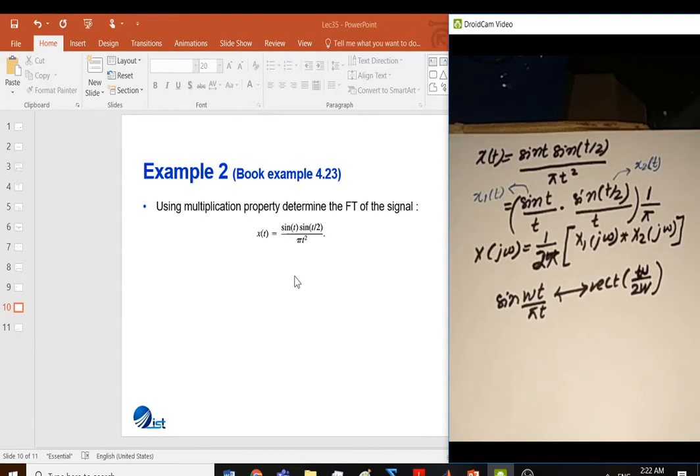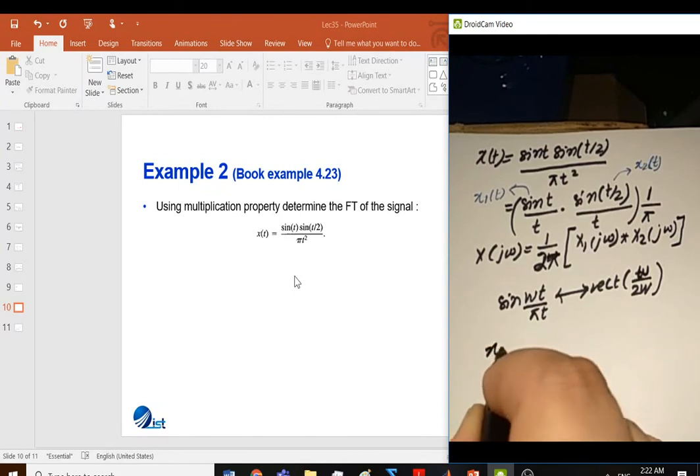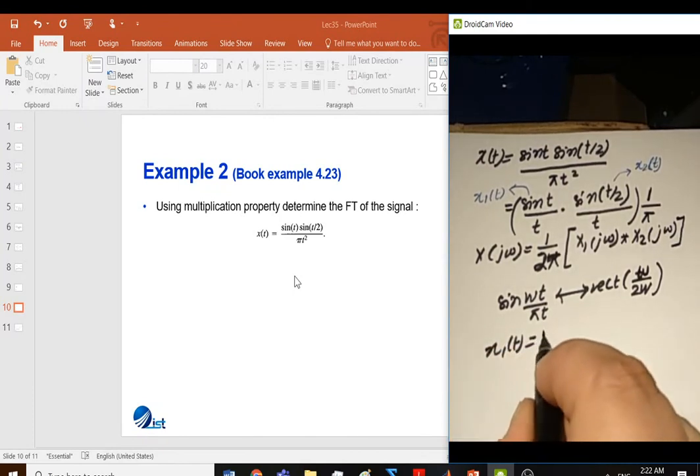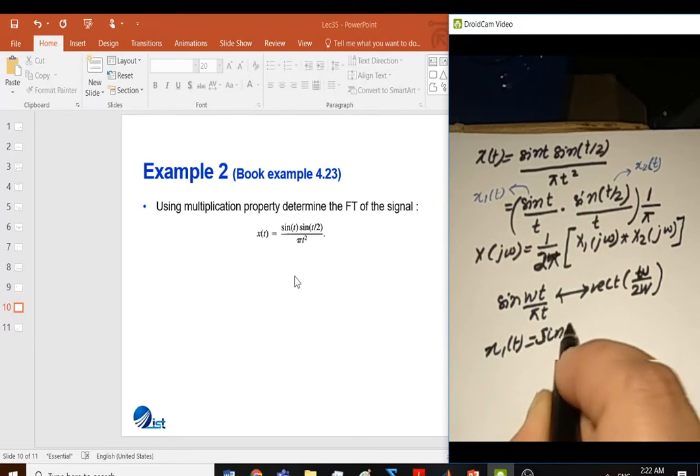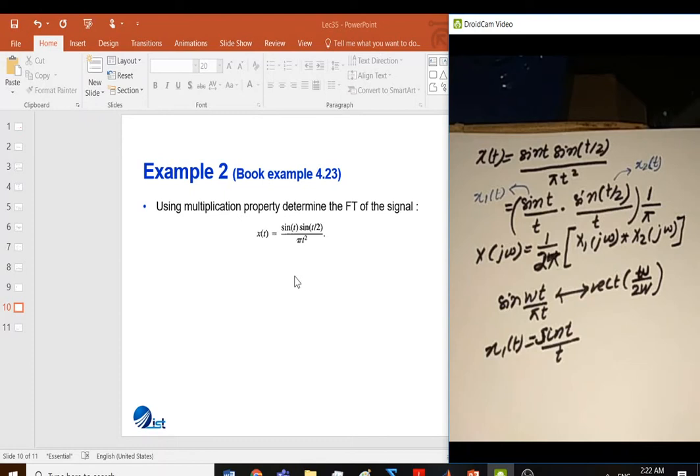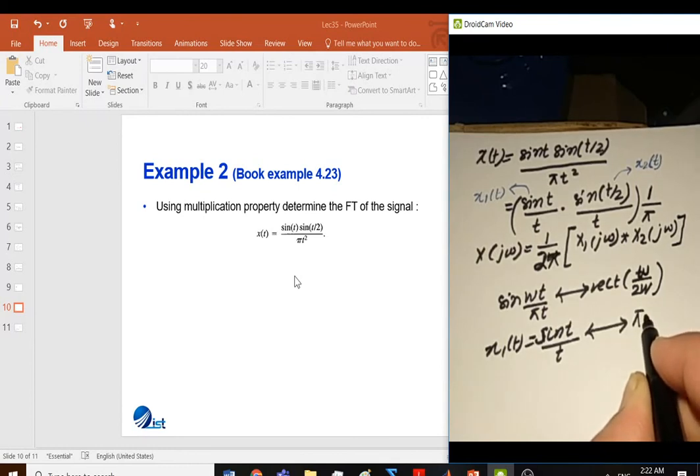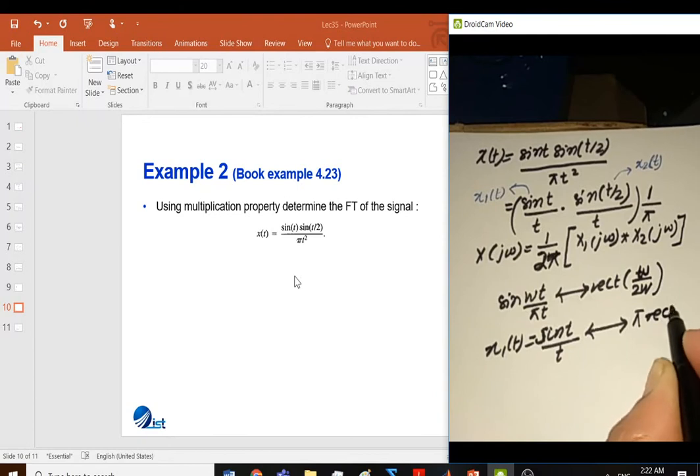So if we compare our input expressions, we can say that for x1 of t, which is equal to sine t by t, the Fourier transform x1 of j omega is pi rect of omega by 2.